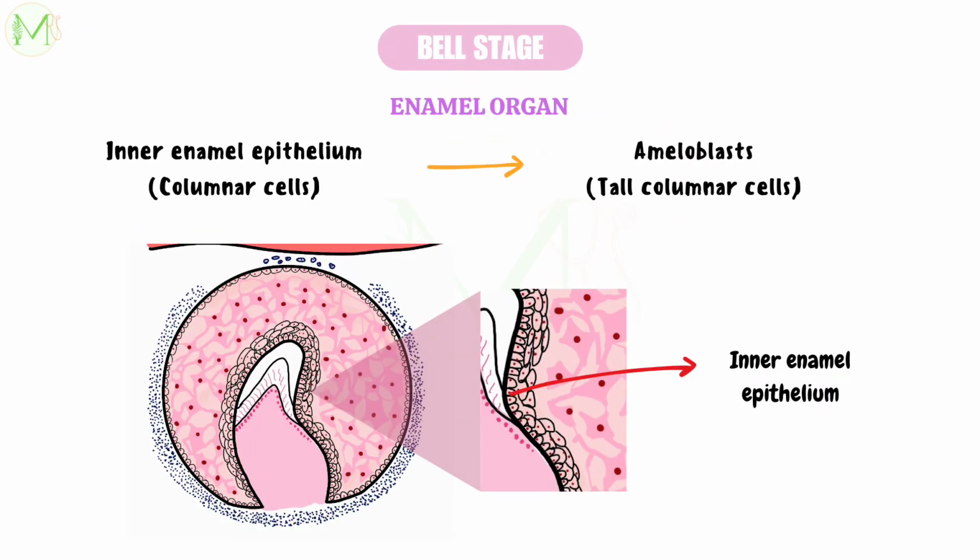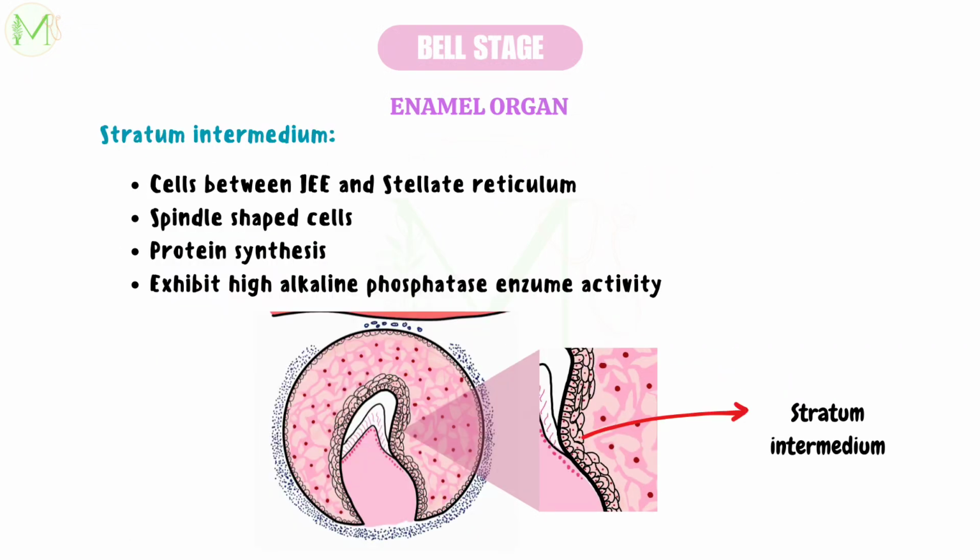At this stage, the inner enamel epithelium, which are columnar cells, gets converted into ameloblasts, which are tall columnar cells. These ameloblasts are responsible for enamel formation. The next layer adjacent to the inner enamel epithelium is stratum intermedium. Some layers of squamous cells seen between the inner enamel epithelium and stellate reticulum are called stratum intermedium.